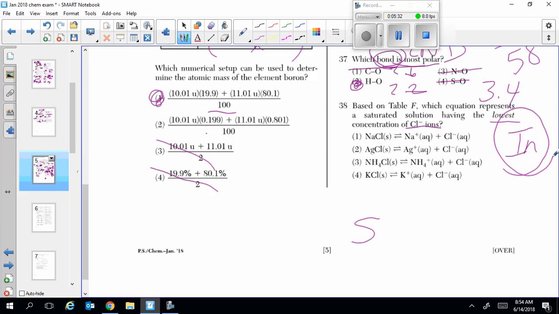So NaCl, Na is always soluble, so that works. AgCl, oop, there it is. Ag is not soluble with Cl, so that would give me an insoluble. If I look at the other ones, NH4 is always soluble, and K with Cl is always soluble.